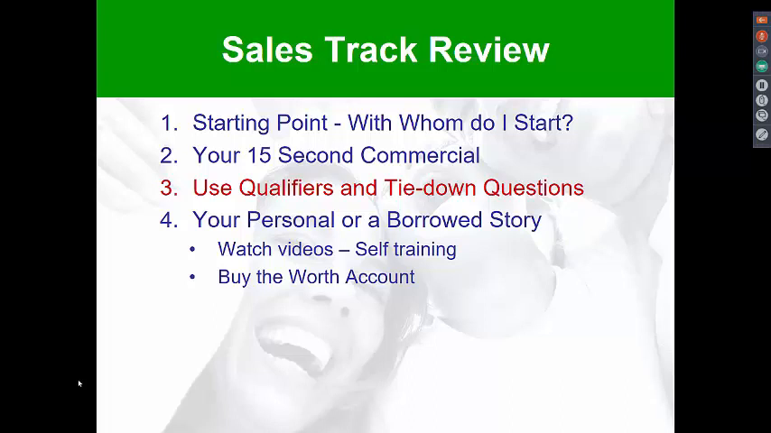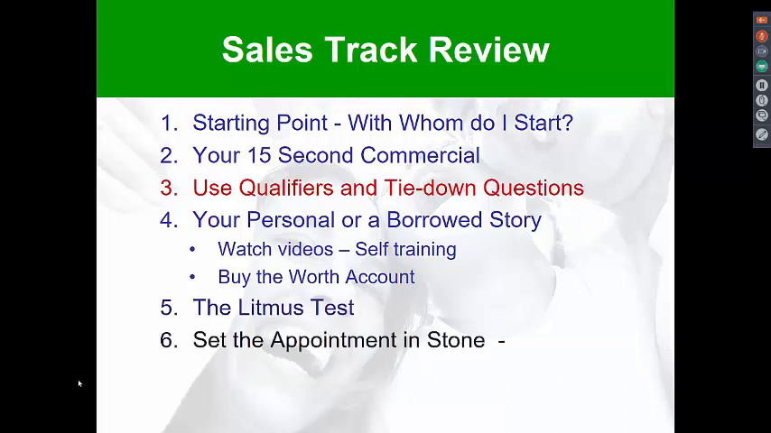That doesn't mean I haven't been misled. That doesn't mean I haven't had bad information, but I have never intentionally lied to anyone. I have never intentionally fabricated information to anyone. It just is what it is. The truth will set you free. I know many of you have heard that many times. Number five is the litmus test. Number six is setting the appointment in stone.